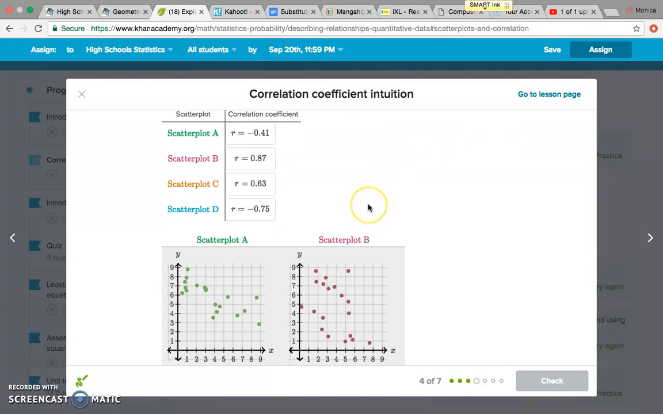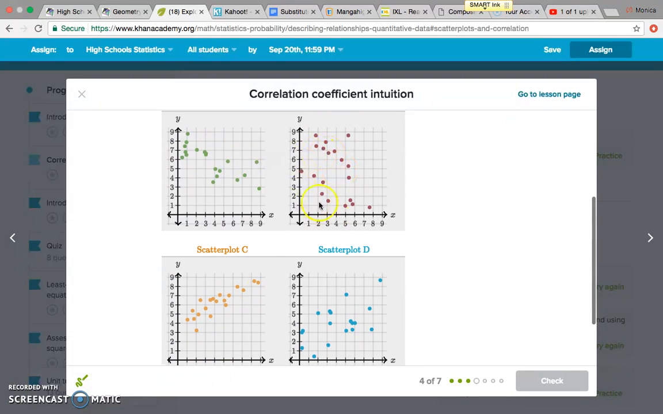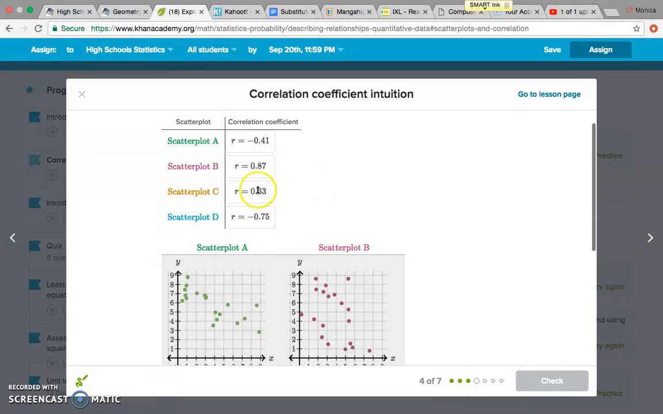And basically what you need to do is estimate. So if I look at scatter plot A, I know it has to be negative. And so my choices are negative 0.75 or negative 0.41. So I'm going to look and see. This appears to be the other negative scatter plot. So I have to compare this to this one. This one is much stronger than this one. So I'm going to go ahead and flip-flop this one, put it here.